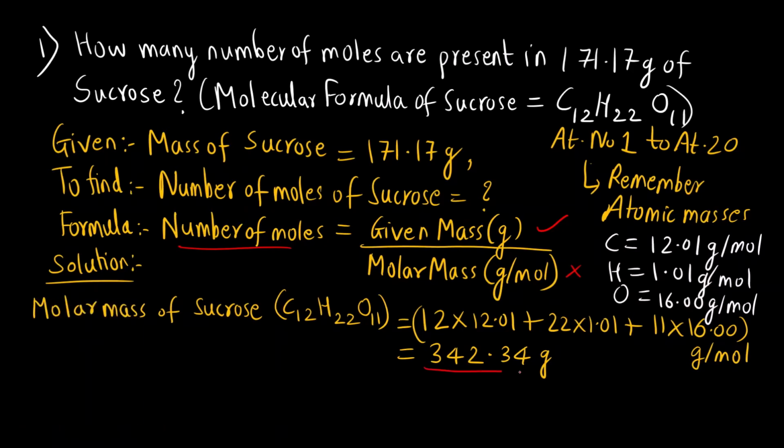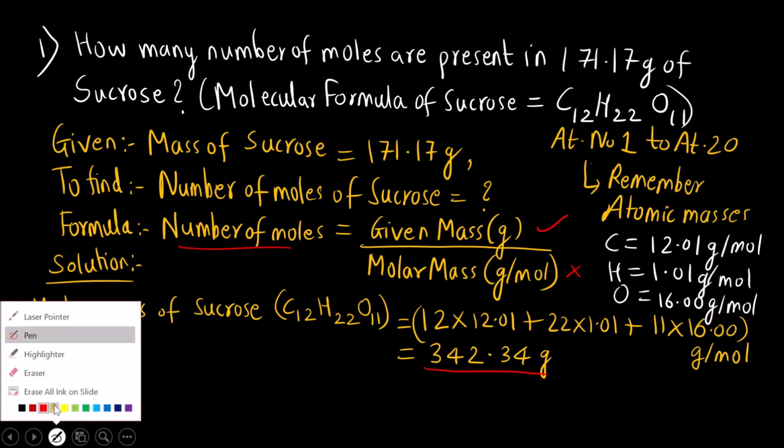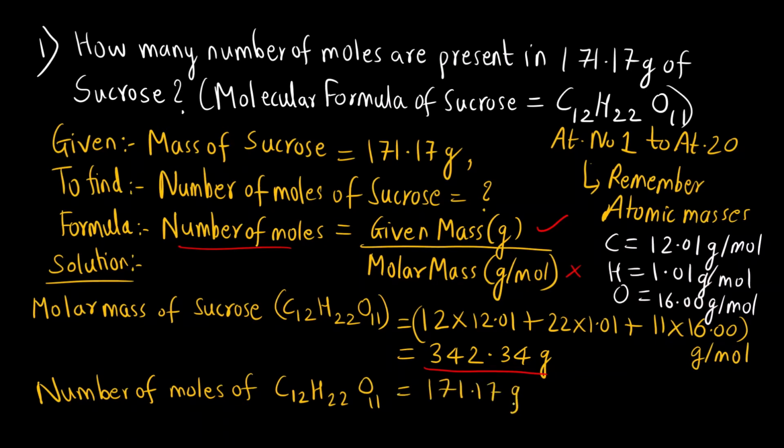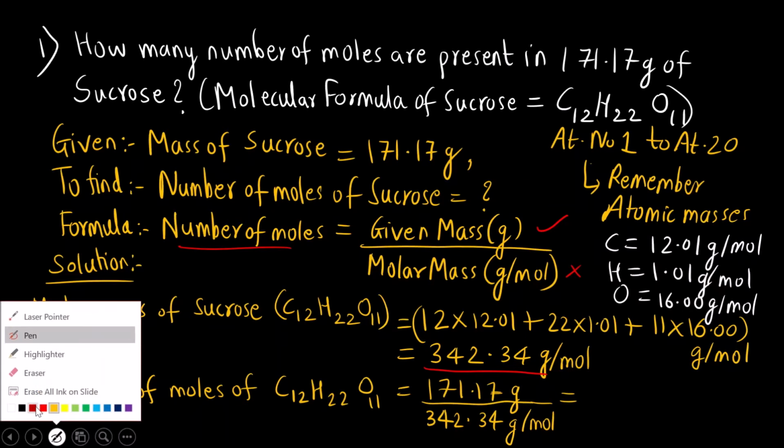So this is the molar mass that we have found out. Now what we have to find out is the number of moles of sucrose. We can easily find the number of moles of sucrose, C12H22O11. Mass is given, that is 171.17 grams, divided by the molar mass, which is 342.34 grams per mole.